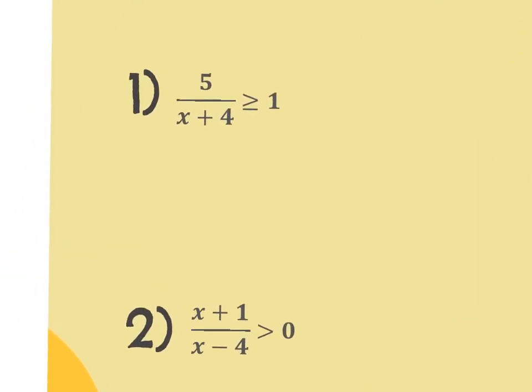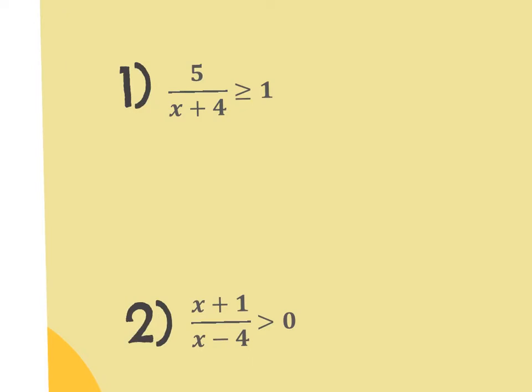Again, I need to get that 1 to the left side so my inequality has a 0 in it. So I'm going to subtract 1 from both sides. And now I have 5 over x plus 4 minus 1 greater than or equal to 0. Now I need to find a common denominator. My common denominator is going to be x plus 4.